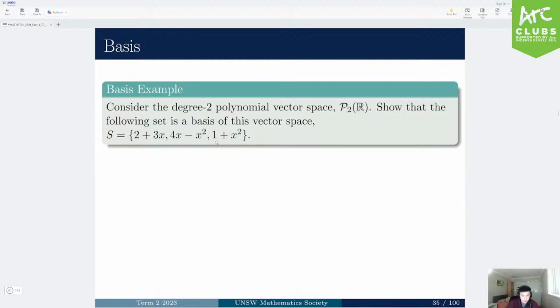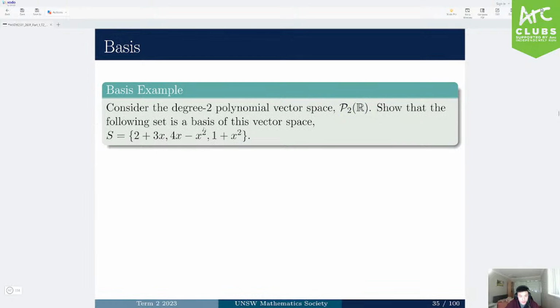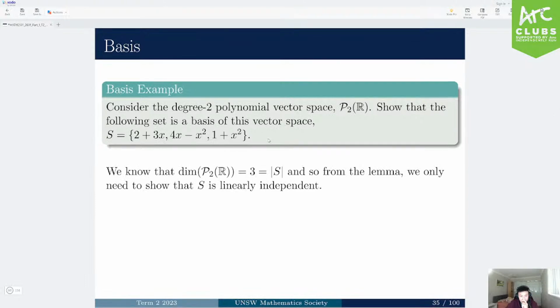Again, an example here: consider the degree 2 polynomial vector space P2(R). Show that the following set is a basis for the vector space. The dimension of the degree 2 polynomials is equal to 3. And notice that inside the set S we have 3 elements as well. So we know the dimension is already equal to the size, and from our previous lemma, we only need to show that S is linearly independent, and we're done.